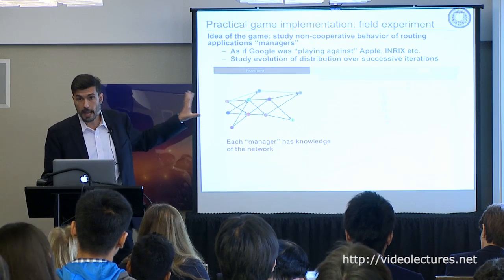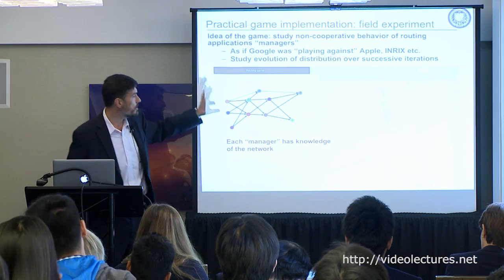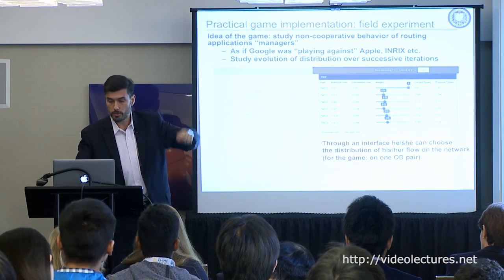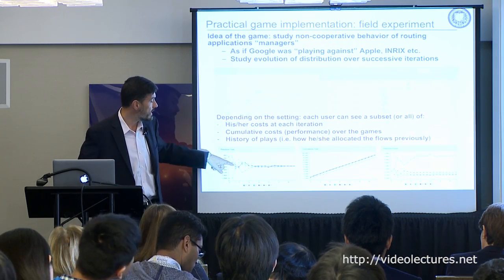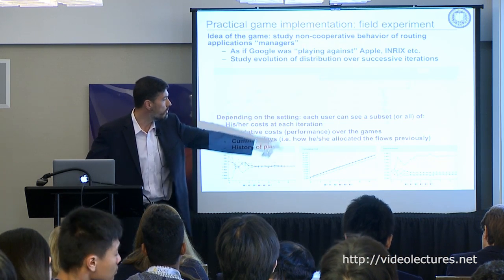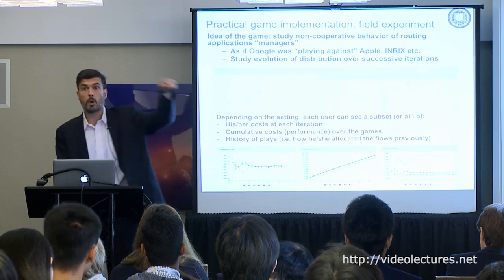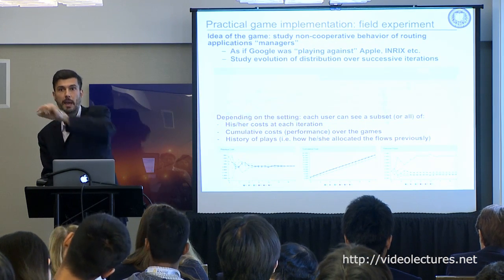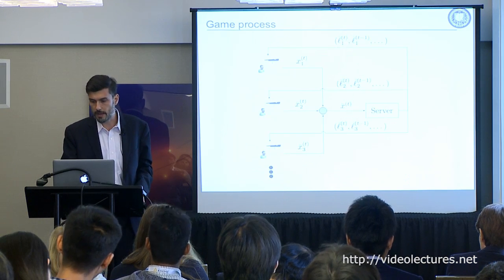The information they use in that process is they just see the graph, they can allocate whatever percentage of their flow to whatever path, and then they see how well they did in the previous iterations cumulatively. They can also see how much flow they allocated to which path, just to help them remember, so that they can figure out their best strategy.